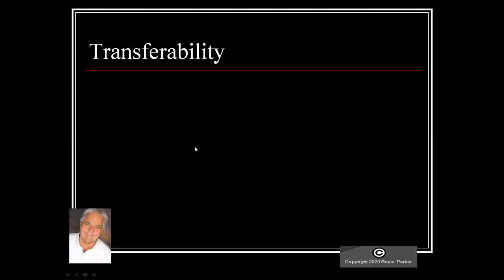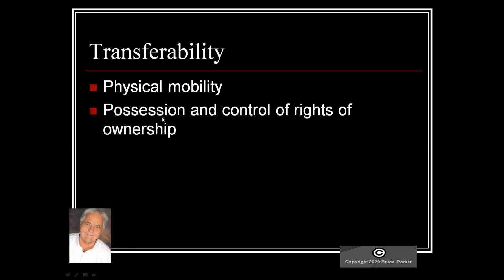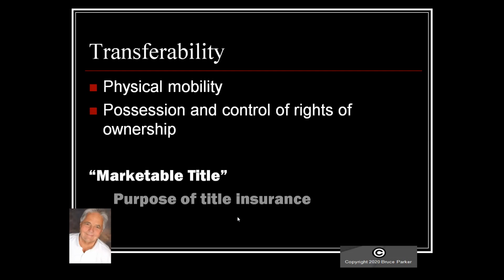The next one is transferability, and that is how reliable the transfer is, how reliable the rights of ownership are. For an economic definition, it also has to do with physical mobility. We know real estate has no physical mobility. But the second part of transferability is how reliable ownership is, how reliable the possession and control of the rights of ownership are. And we achieve a high level of transferability in New Jersey because we get marketable title through the issuance of title insurance. So our transferability is assured by title insurance.